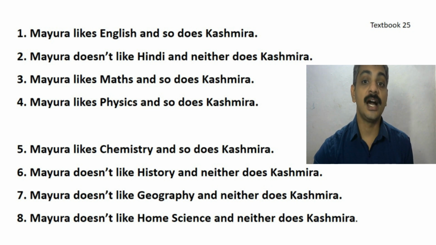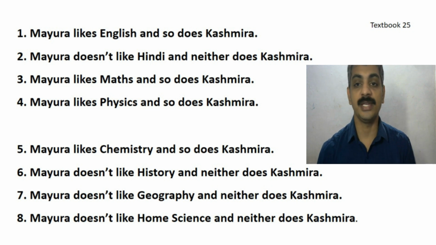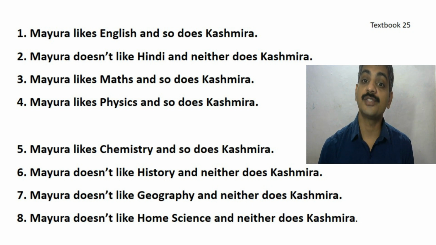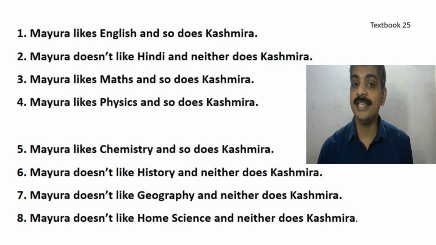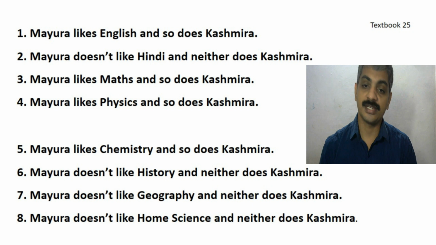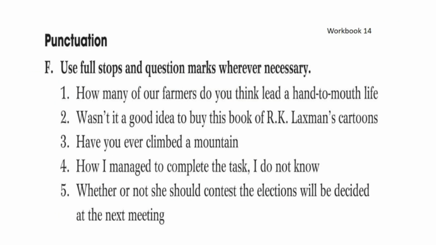Mayura likes English and so does Kashmira. Mayura doesn't like Hindi and neither does Kashmira. Mayura likes Maths and so does Kashmira. Mayura likes Physics and so does Kashmira. Mayura likes Chemistry and so does Kashmira. Very simple. Now onwards, Mayura doesn't like History and neither does Kashmira. Mayura doesn't like Geography and neither does Kashmira. And Mayura doesn't like Home Science and neither does Kashmira. I hope you understood it. This is the usage.